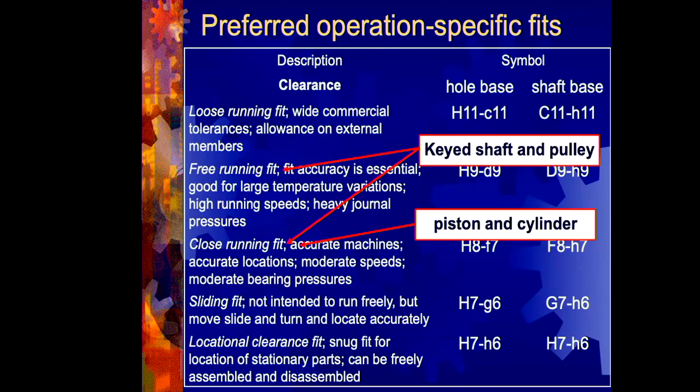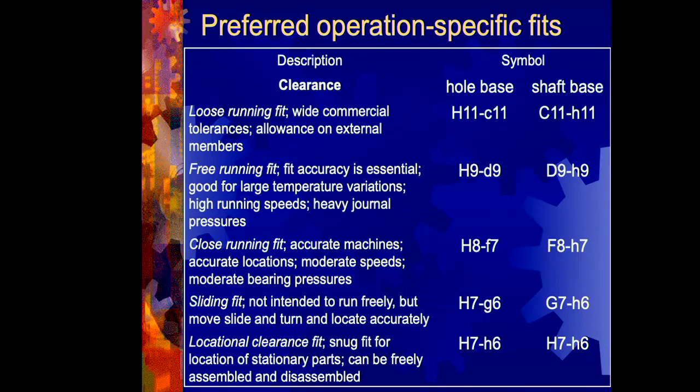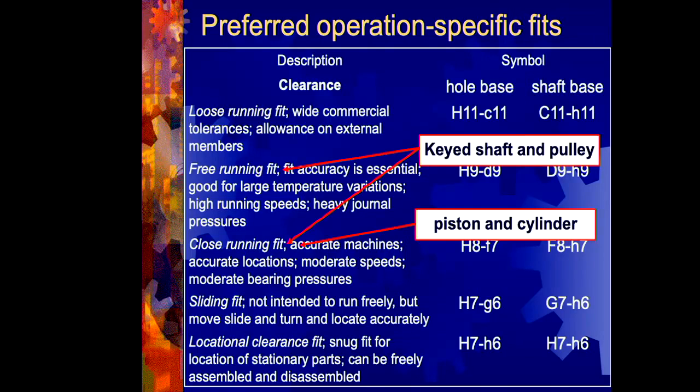Now I do have highlighted a couple. The second from the top is good for keyed shaft and pulleys. The third from the top is good for pistons and cylinders. So, you know, automotive piston and cylinder, and if you see an H8/F7 or an F8/H7, notice just the reversing of values, you could think, okay, the sort of thing that we could use for piston and cylinders.